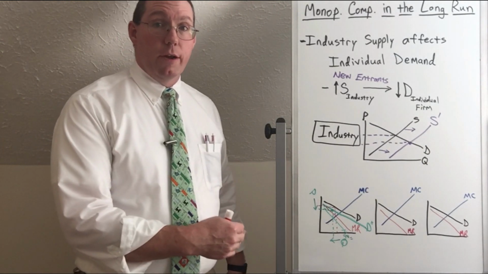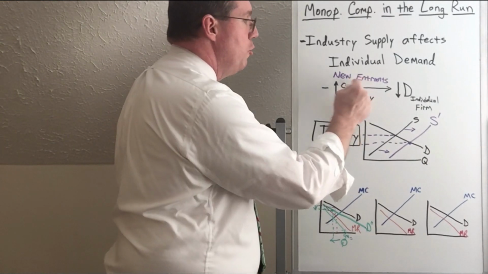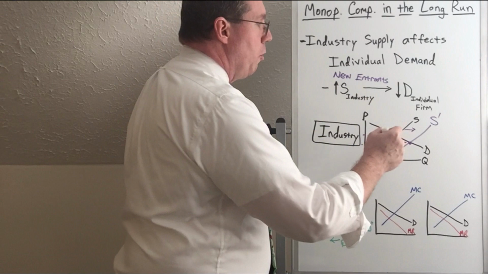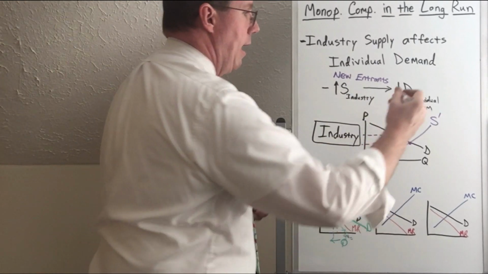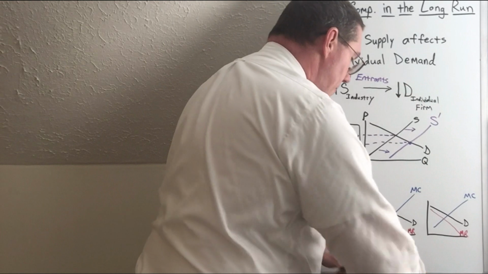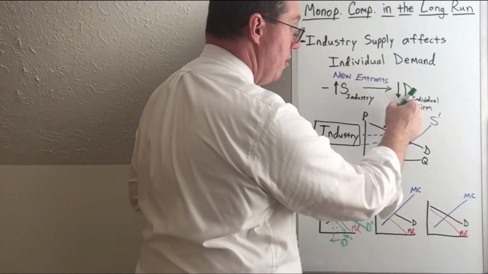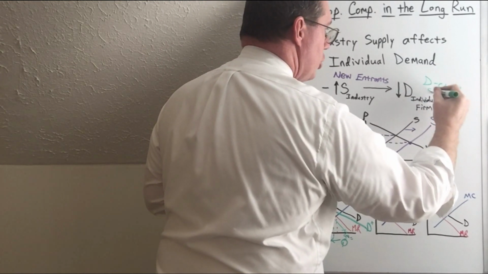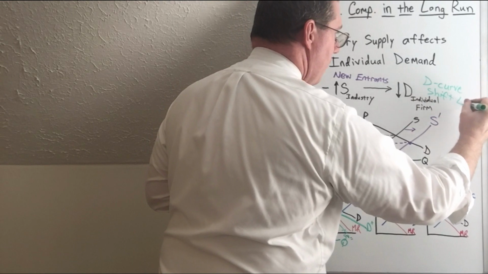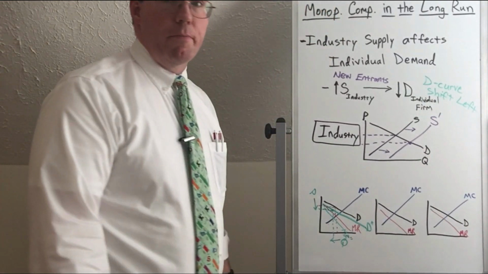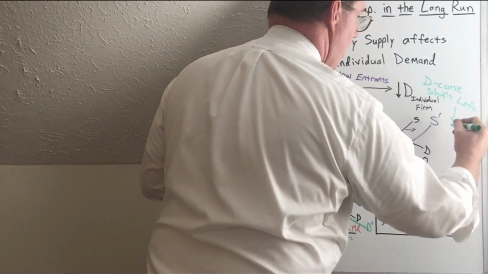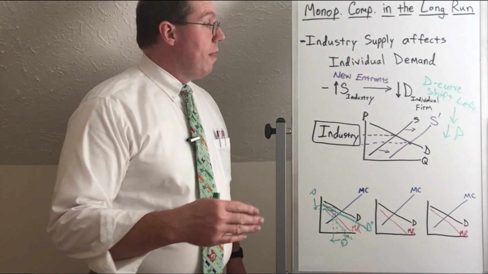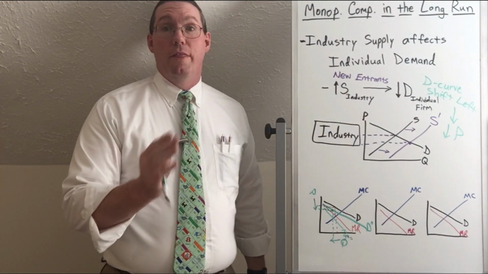And so what I'm showing you here is that when there are new entrants into the market, there will be a decrease in demand for the individual firms, and the D curve will shift left. And there will be a decrease in price, okay? And so we'll say here there will be a decrease in price, okay? And now we're going to see what happens when there is a decrease in supply, when there are firms that exit the market.